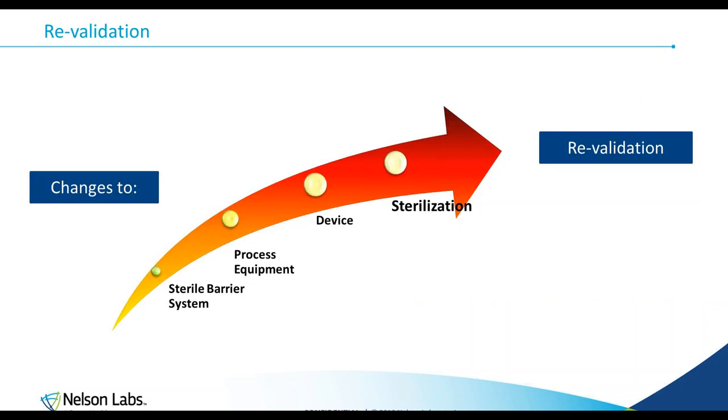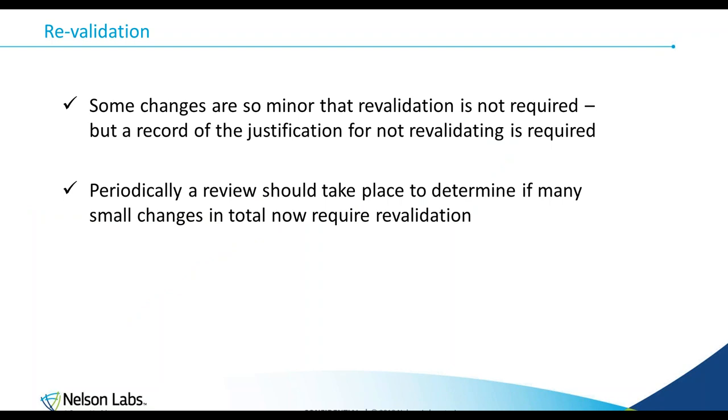Finally, we're going to look at revalidation. Once package validation is done and there are no changes in the material or in your packaging, you don't need to revalidate. However, you should periodically evaluate your packaging to see if there were any changes in the manufacturing process, in the device itself, and the sterilization method. Some changes are so minor that revalidation is not required, but you should definitely keep records and justifications for why you didn't revalidate. Maybe a partial revalidation is needed, where only a distribution test or only aging is needed.